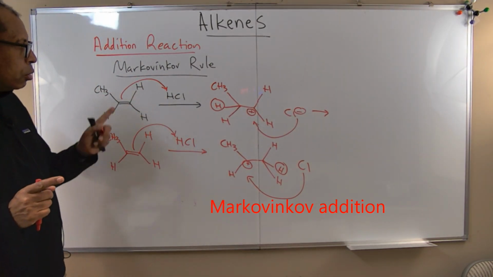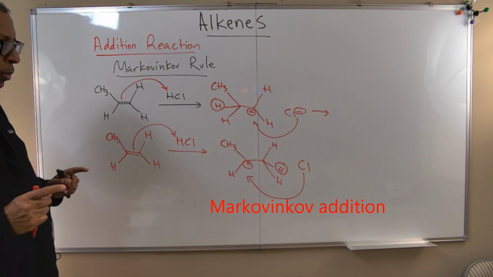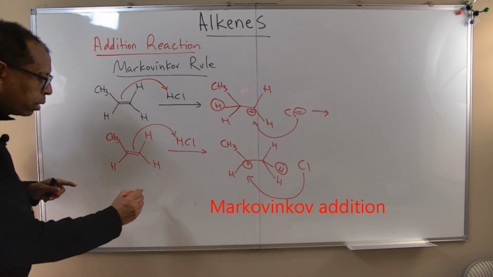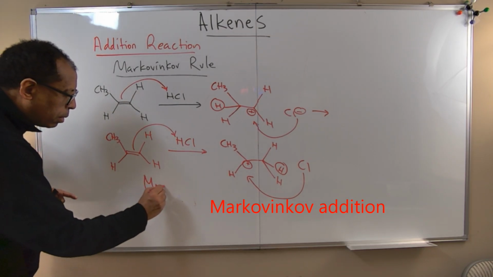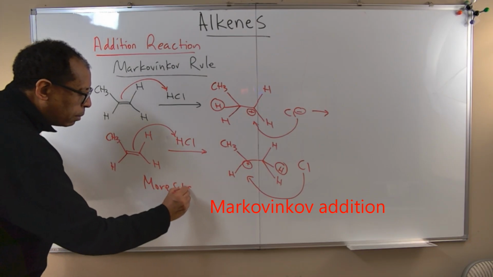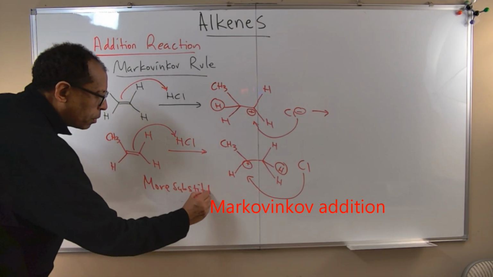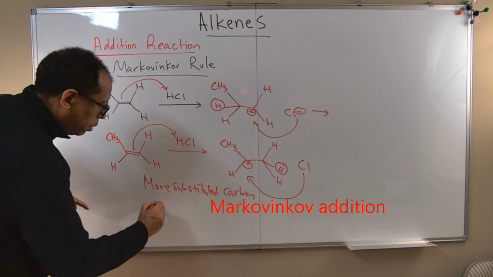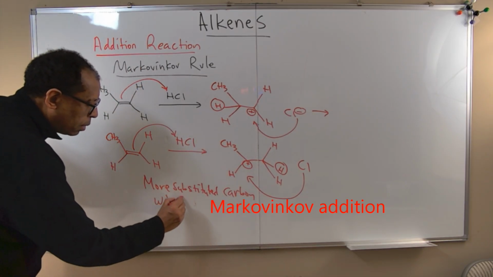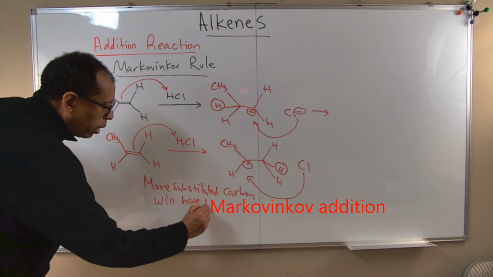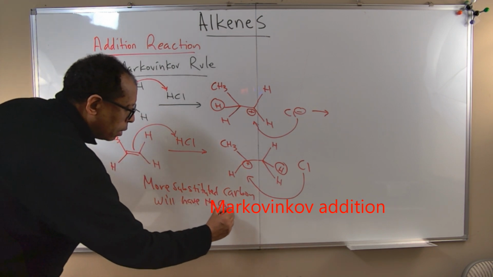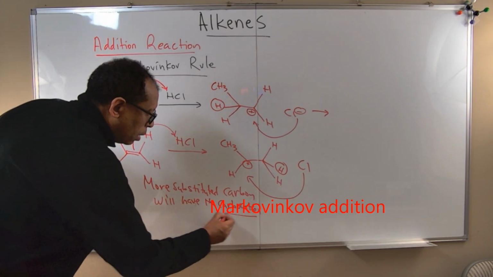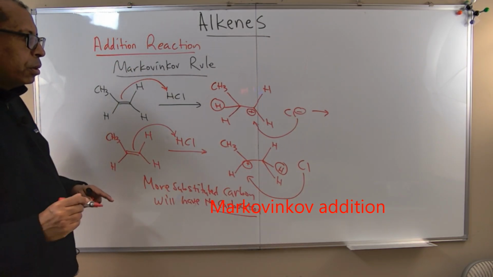But according to Markovnikov rules, always the carbocation should reside on a more substituted carbon. More substituted carbon will have the carbocation because that is the most stable one. This is what Markovnikov rule tells us.